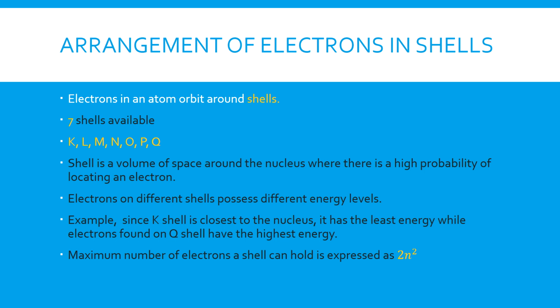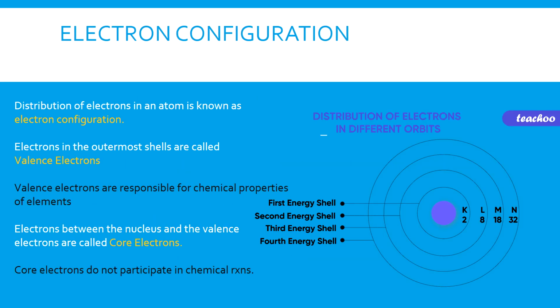Now, what is next? Electrons on different shells possess different energy levels. Let me see if I can help you with a diagram. So you can see this diagram on your right here. This is the nucleus. The first shell is the K shell. The second one is the L. Next one M. Next one N. You get it? So this K shell, since it's very close to the nucleus, has a very low energy, followed by L, followed by M, followed by N.